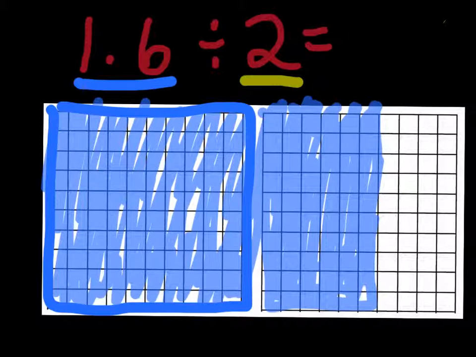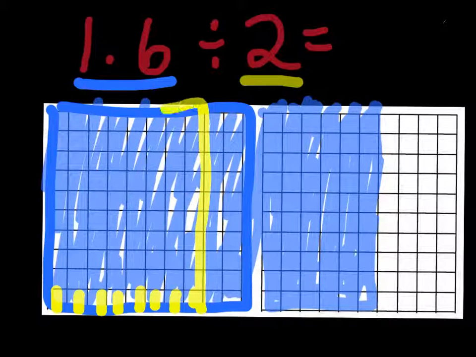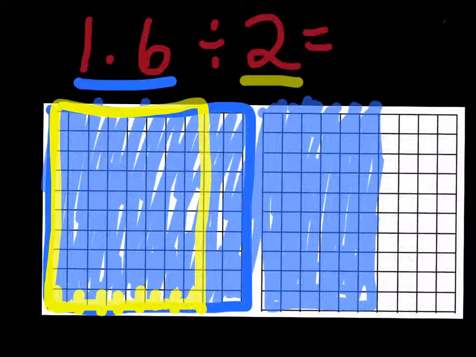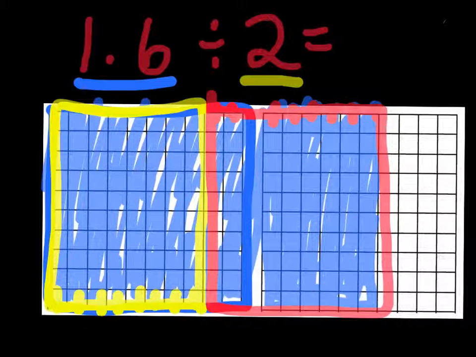So I'm going to count my tenths and say, okay, 1, 2, 3, 4, 5, 6, 7, 8. Okay, all of these represent group 1. Okay, but I need two equal groups. So now I'm going to say, okay, I should have 8 more if I did this right. 1, 2, 3, 4, 5, 6, 7, 8. Oh, fantastic. Now I have two equal groups of what? Well, in each one of my groups, I have 8/10.